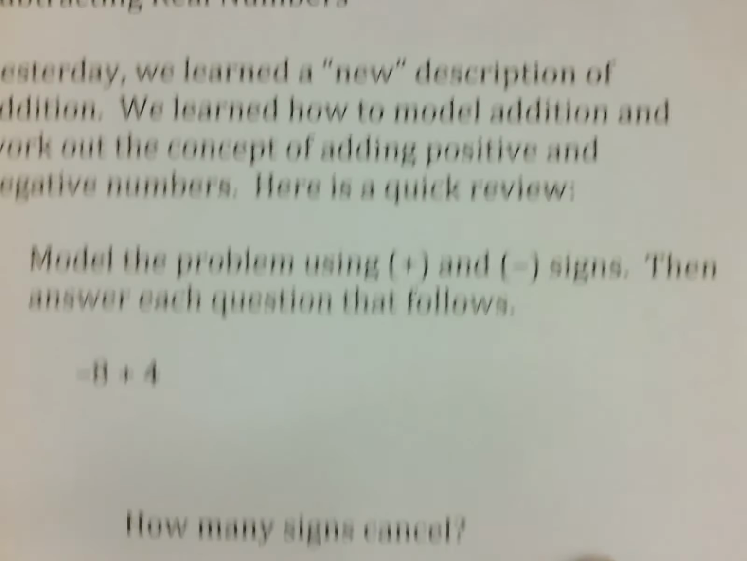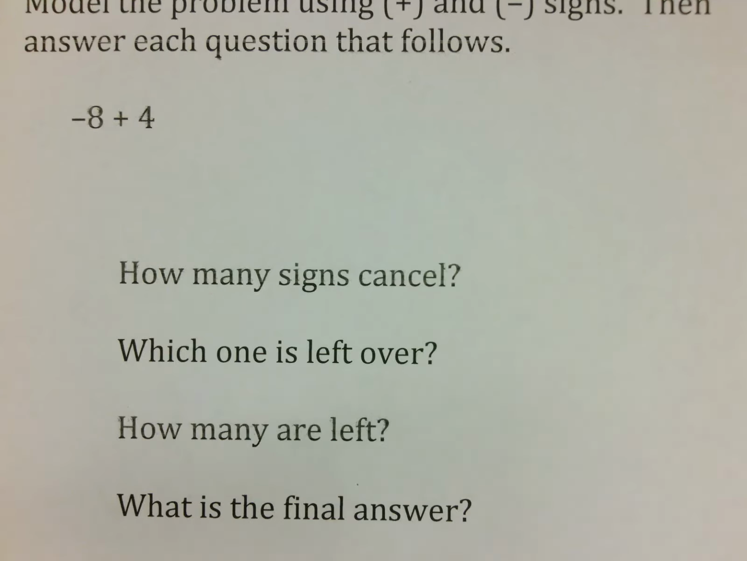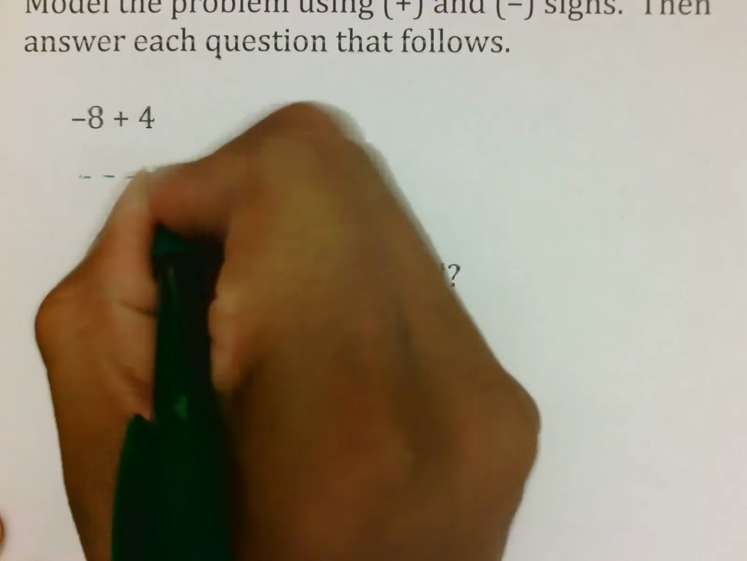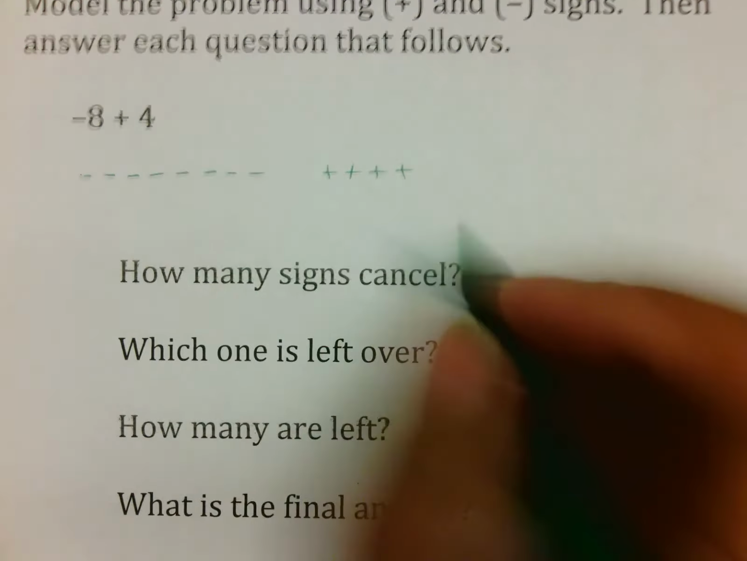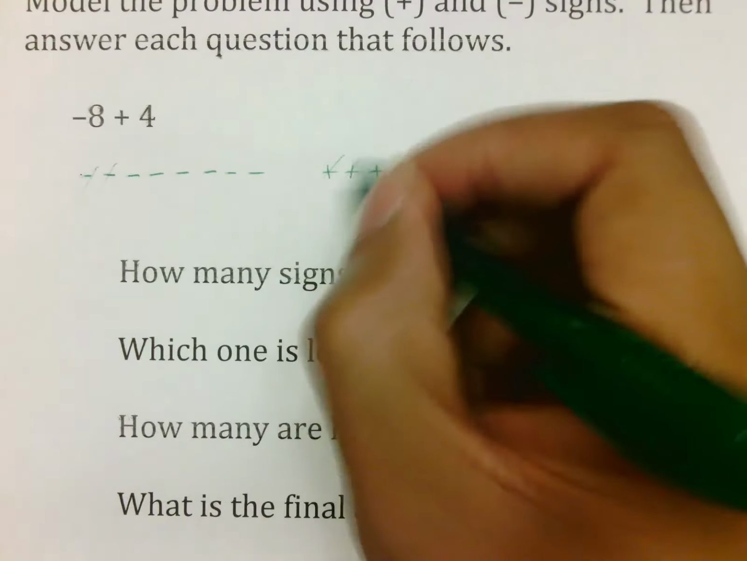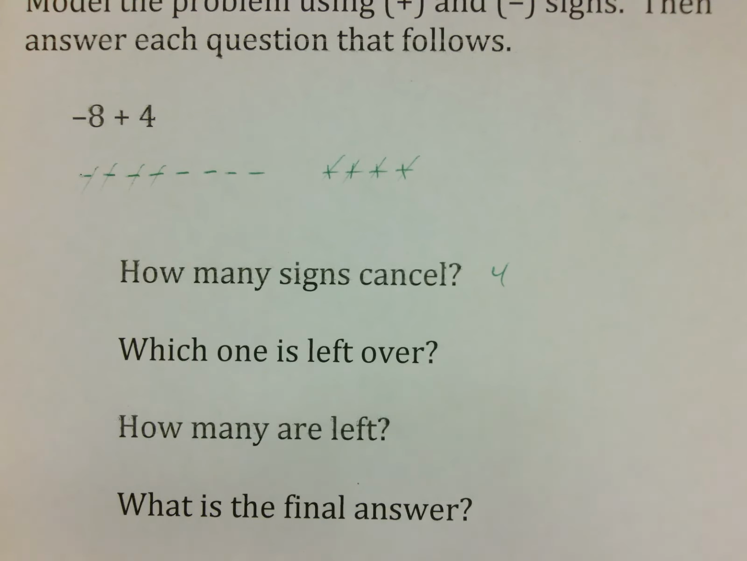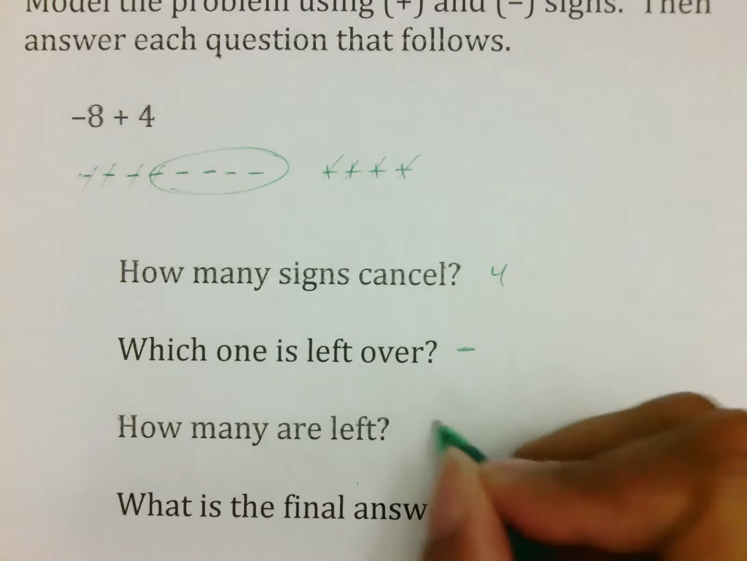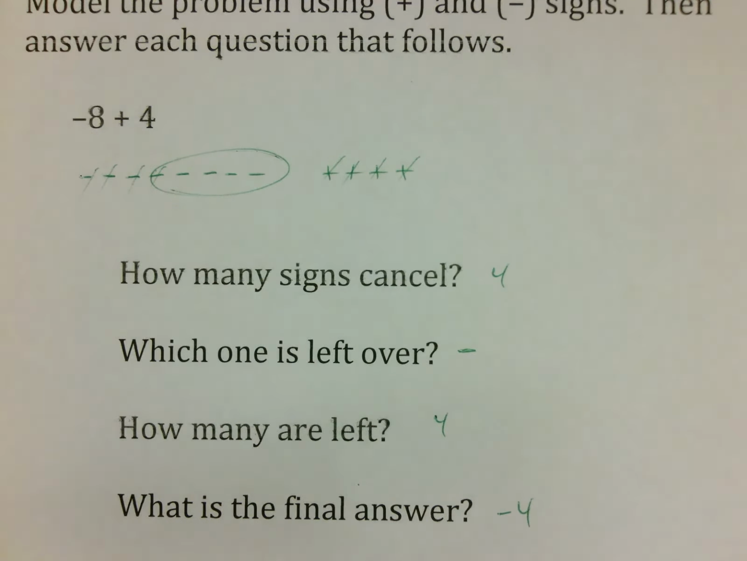Quick review of what we did yesterday: we saw a problem like this, which says model the problem and then answer the questions. So what we do is -8 means there are 8 negatives: 1, 2, 3, 4, 5, 6, 7, 8. +4 means there are 4 positives. That was the model that we had. How many signs cancel meant how many pairs: 1 pair, 2 pairs, 3 pairs, 4 pairs. Which one is left over? The negatives were left over, with 4 of them left. And what we did with that was recognize that this answer is -4.